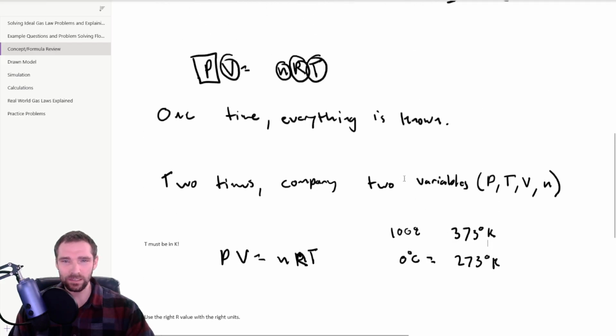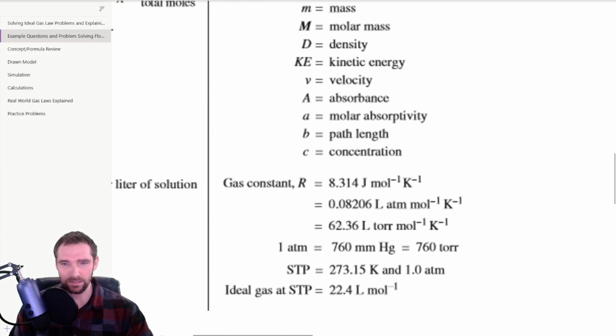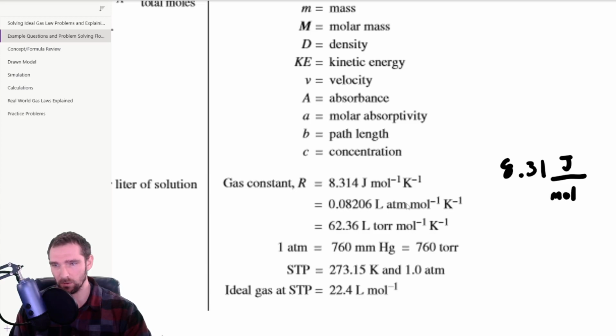And then one other thing to keep in mind is that R values can be slightly different, because as you can see here, this is 8.31 joules per mole Kelvin. That's what those negative ones mean, that those are in the denominator of this fraction. So this we're going to be using with, of course, Kelvin, moles, and joules. But then here you can see we've got our liter atmospheres and our liter torrs. And so you have to use the right one if you're using atmospheres or torrs.